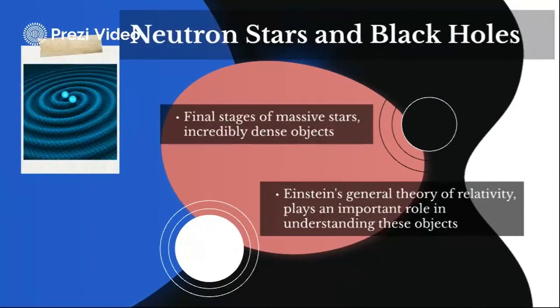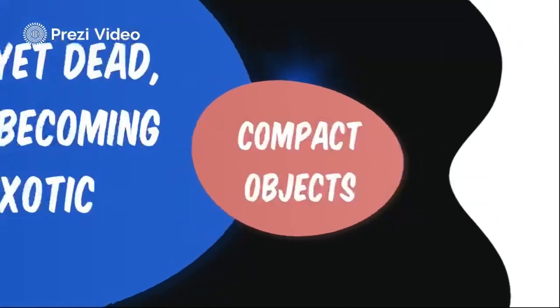Neutron stars and black holes are fascinating objects that represent the final stages of massive stars. They are incredibly dense and have unique properties such as time dilation and accretion disks that make them an important part of our understanding of the universe.